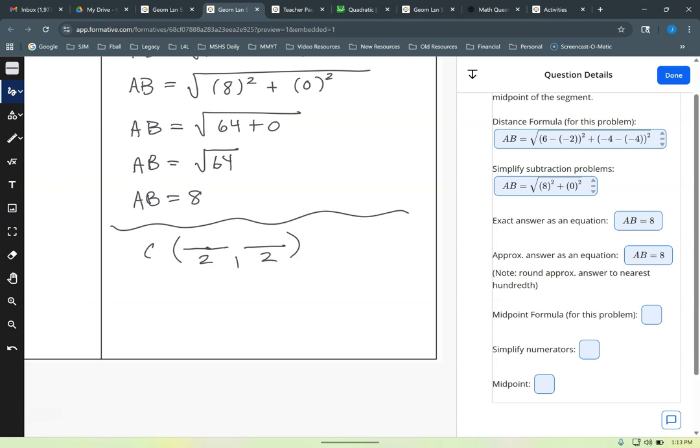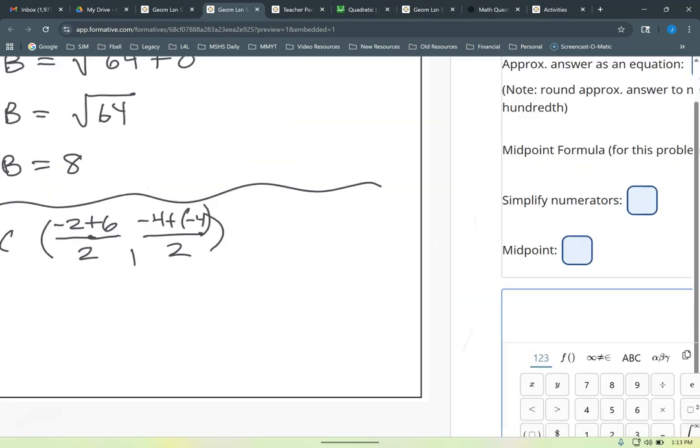Okay, so I'm going to go x1 and x2, so I'm going to go -2 plus 6. And then I'm going to go y1 plus y2. I'm going to go -4 plus, okay, I don't want 2 operators in a row, so I got to put that in parentheses, -4, like that. So this is what you're going to type in for the first step where it says midpoint for this problem. So let's do that together just so you have a good handle on how to do that.